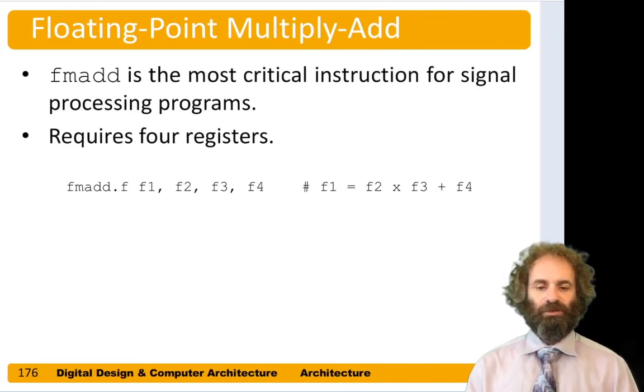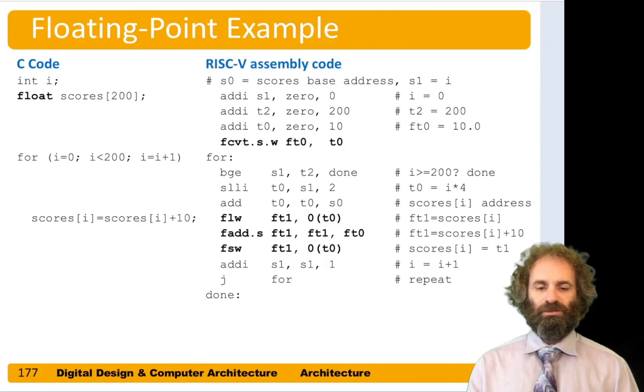So floating point multiply add is one of the most critical instructions for signal processing programs. These programs typically involve keeping a running sum of products. So they multiply two things together and add it to the running sum, and you get instructions like fmadd.s of f1 equals f2 times f3 plus f4. These instructions require 4 registers, so we'll need a new instruction format.